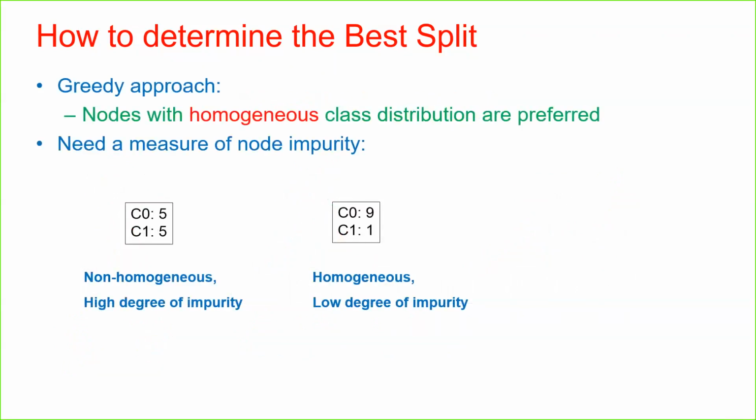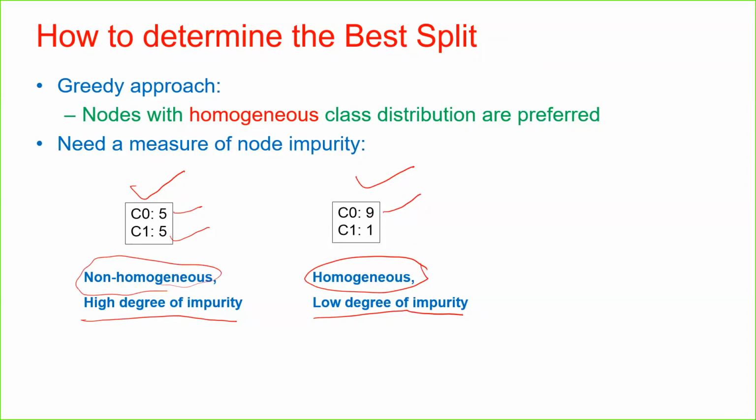So how to determine the best split? We use the greedy approach. It means nodes with the homogeneous class distribution are preferred. Look at these two examples. Which one is more pure or more homogeneous? The second one, right? The first one has an equal number of class 0 and class 1 instances, so this is the highest degree of impurity. Whereas here, 90% class 0, only 10% class 1. This is a low degree of impurity, so this is homogeneous. Most of the instances belong to one type only. The other is non-homogeneous because there is a mix of instances from the two different classes. So the nodes with homogeneous class distribution are preferred.